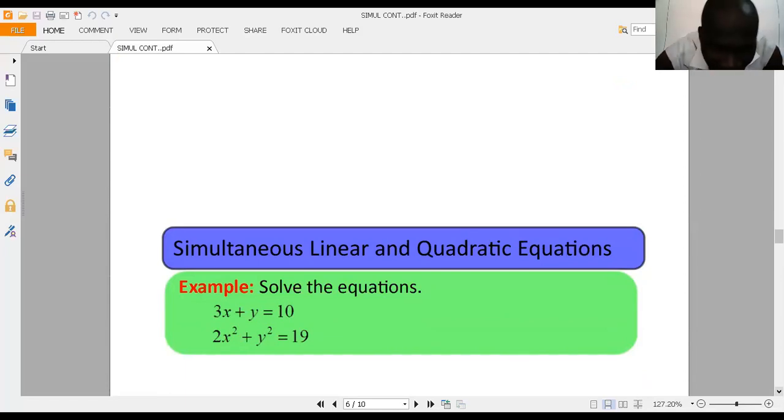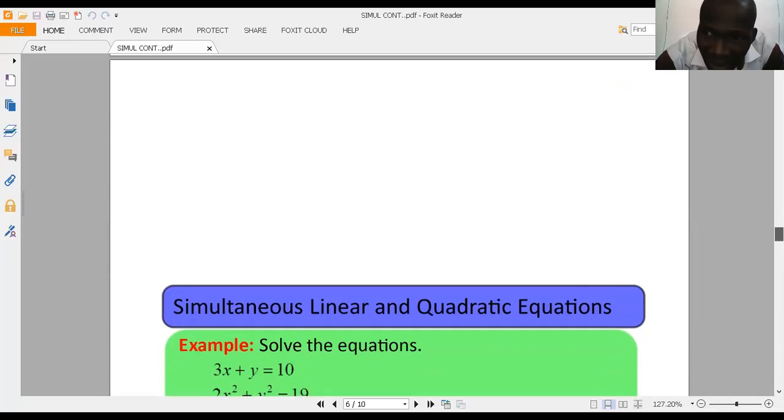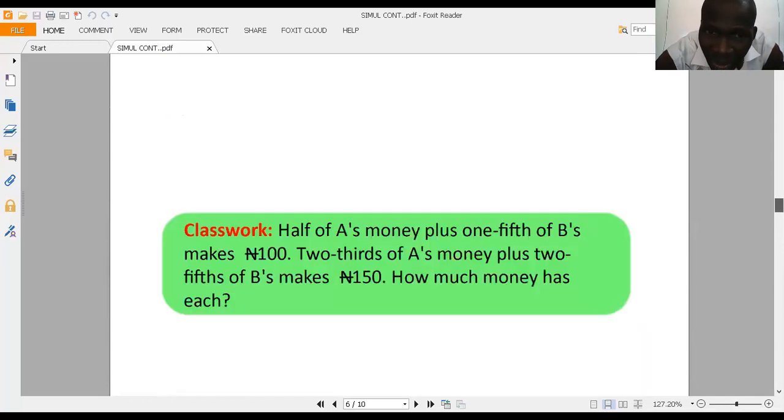If you are just joining, you have the question already from your last lesson, the classwork. Can you view it? Half of A's money plus 1/5 of B's makes 100. Then another statement says 2/3 of A's money plus 2/5 of B's money makes 150. That's the question from last lesson. I told you to do it as an assignment and send it to me. So that's the correction on the board. I've done the correction.